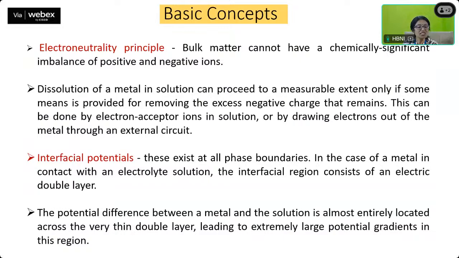Then you have what are known as interfacial potentials. These exist at all phase boundaries. In the case of a metal in contact with an electrolyte solution, the interfacial region consists of an electric double layer. And the potential difference between a metal and the solution is almost entirely located across the very thin double layer, leading to an extremely large potential gradient in this particular region.